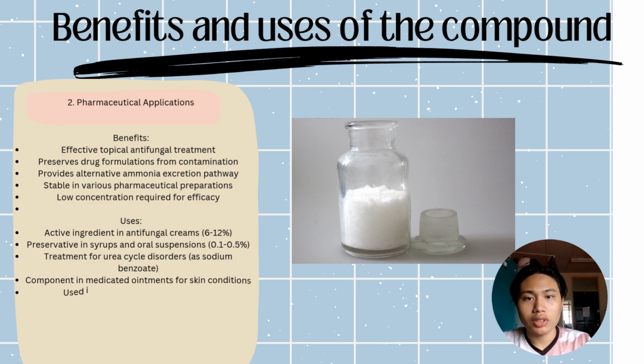Beyond preservation, sodium benzoate is used in metabolic treatment, particularly for urea cycle disorders, where it helps remove excess ammonia from the body. It is also a component in medical ointments for various skin conditions and is found in some cough and cold preparations. Since only low concentrations are needed for efficiency, it remains a practical and reliable ingredient in pharmaceutical formulation.